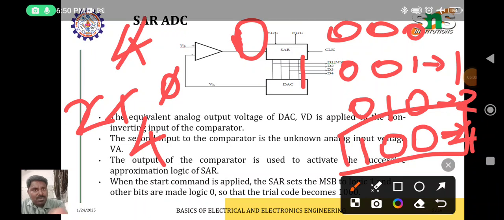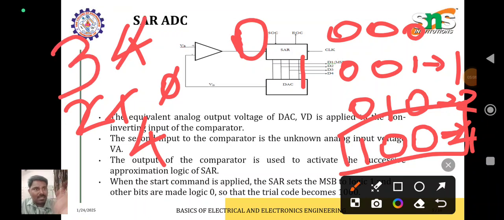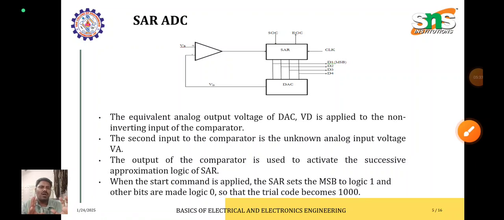Suppose the input is not 4 but 3. Then again it is not equal, so we have to compare whether it is less than or greater than. Here the reference is greater than the present value. In this case, the first bit is 0, the second bit is made 1, and the next bit is changed accordingly. So we have to change it based on whether it is less than or greater than. We compare, and based on the error signal we enable this operation.